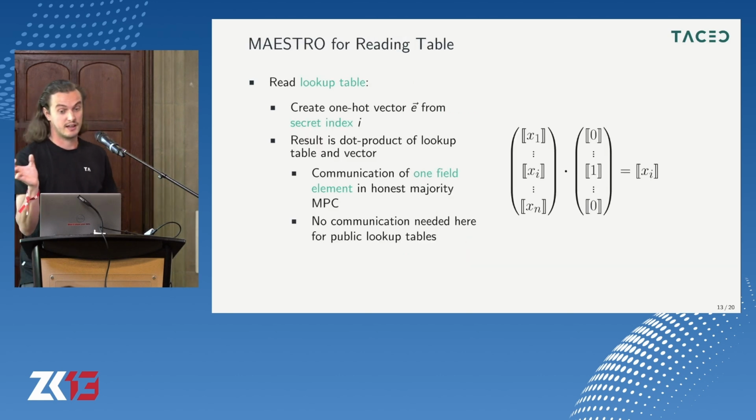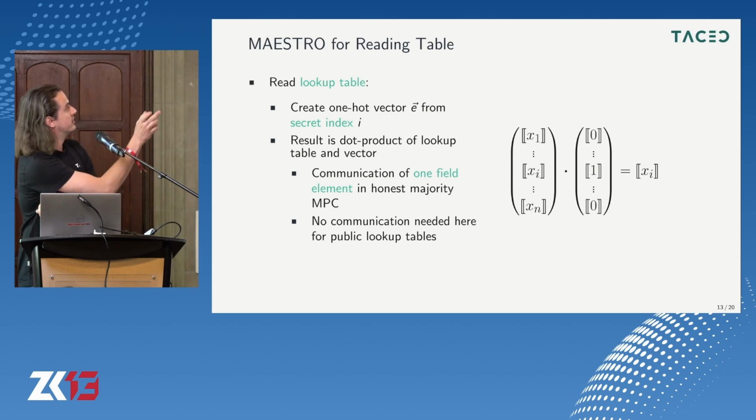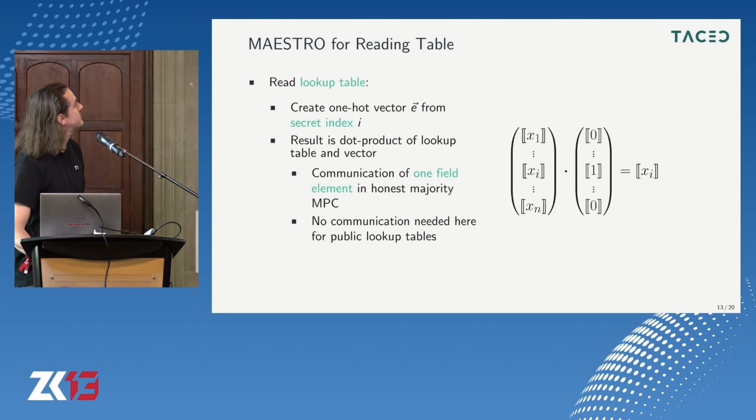So we have this one-hot vector from our secret index i, and then we get our secret share by doing this dot product between the one-hot vector and our array. In the honest majority MPC case, this dot product can be done quite efficiently with communication of one field element, and in the case the lookup table is public, we don't have to do any communication because it's just additions and multiplications with public values.